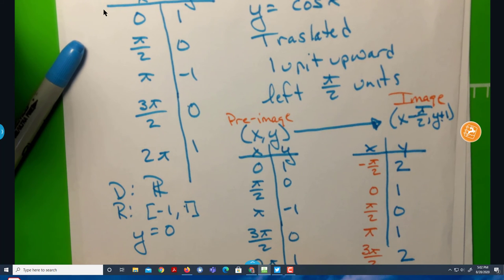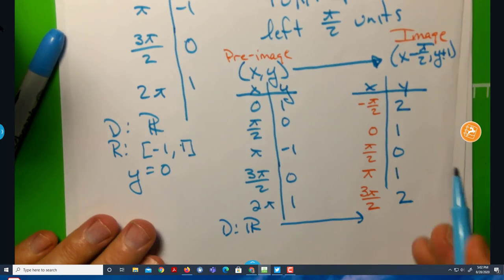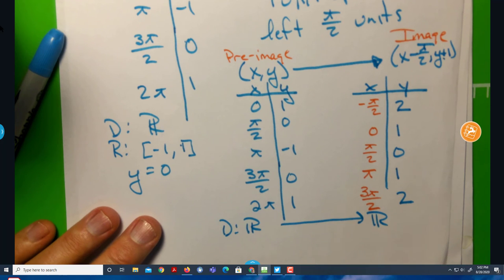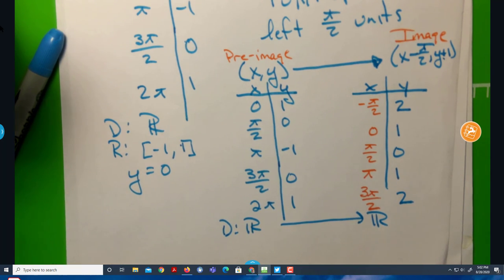My domain is all reals. Under the mapping, even if I'm translating it, I'm still going to end up with all reals because everything's just shifted to the left. If I take every number in the line and shift it to the left pi over 2 units, I still have the entire real line. I said plane, real line, excuse me, I was wrong.